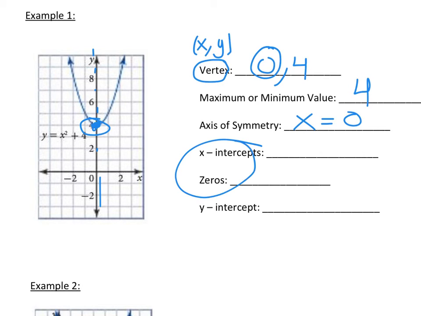The x-intercepts and zeros, these are the same. Zeros and x-intercepts and roots mean the same thing. So I want to know where this parabola crosses the x-axis. Does it cross the x-axis? No, there are none. Does it have a y-intercept? Yep, it's at 4. It crosses the y-axis at 4, which is also the minimum value in this particular case.